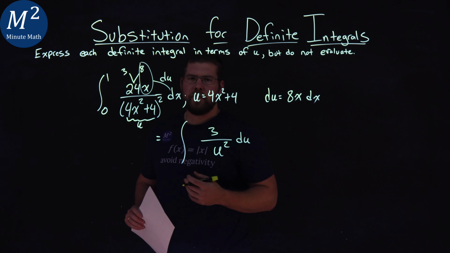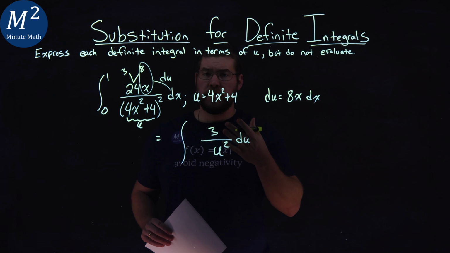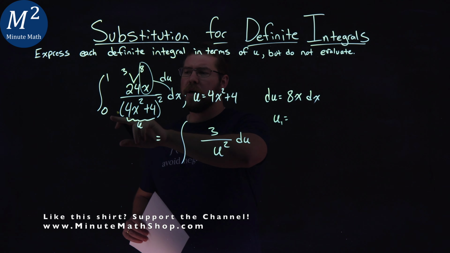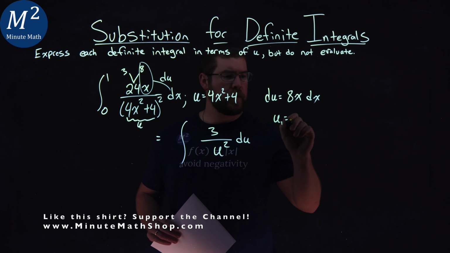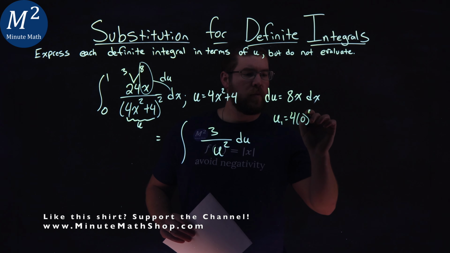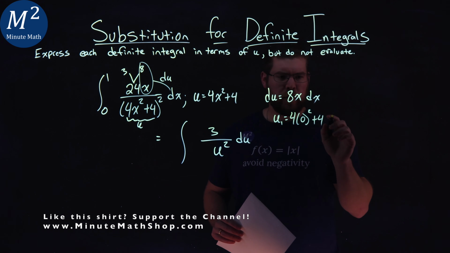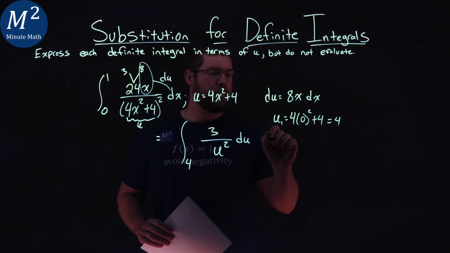But what about our bounds from 0 to 1? Well, those are in terms of x. We're now in terms of u. So we're going to take what we know of u, call it u1, and we're going to plug in our lower bound 0 for x to find its equivalent with u. 4 times 0 squared plus 4. Well, 4 times 0 squared is 0 plus 4 is 4. Great. Lower bound is a 4.